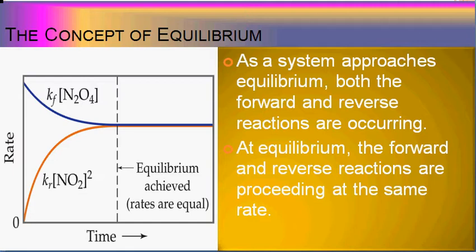Let's come to the next topic, the concept of equilibrium. Here are two graphs. You can see the rate versus time graph. As a system approaches equilibrium, both the forward and reverse reactions approach the same rate. At equilibrium, the forward and reverse reactions are proceeding at the same rate. Guys, this is the graph for the forward reaction. This rate is increasing, and after a certain time, it becomes constant.